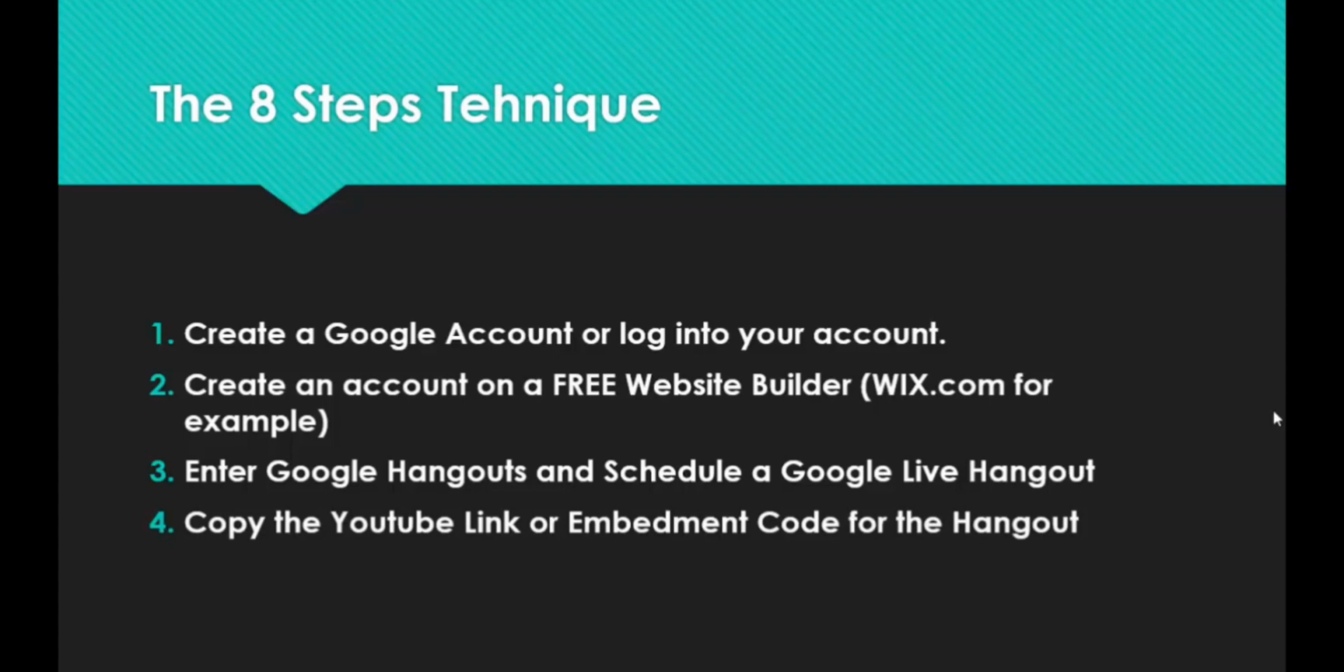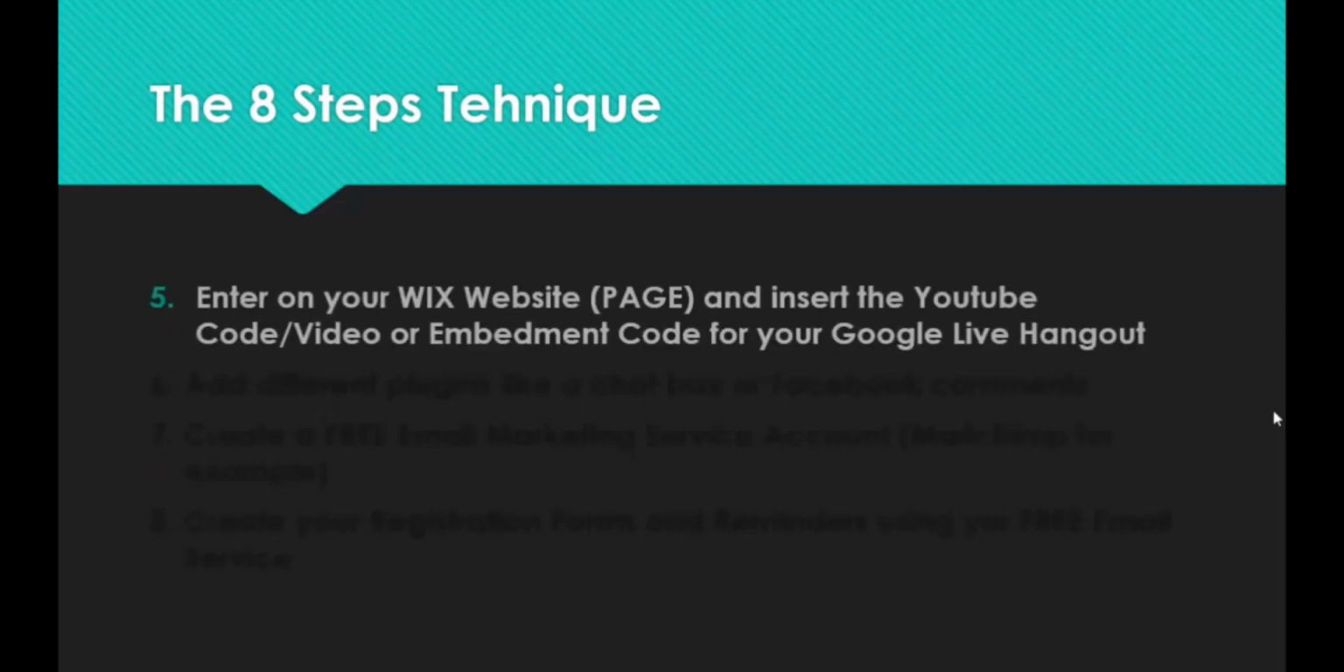Then you copy. You will see that you have some distribution links there, okay? Or share the Google Hangout, and you will have more options. Throughout these options, you will also have a YouTube link or an embedment code for your Hangout. After that, step number 5 is to enter on your Wix website, okay, the page that you have created. You insert the YouTube video code or embedment code for your Google Live Hangout there on your page, wherever you want the video to appear, okay, the actual webinar to appear on the page.